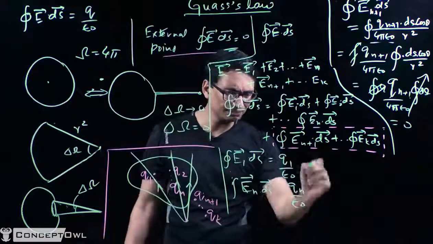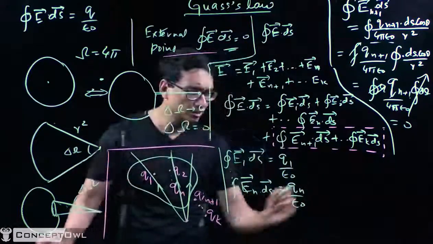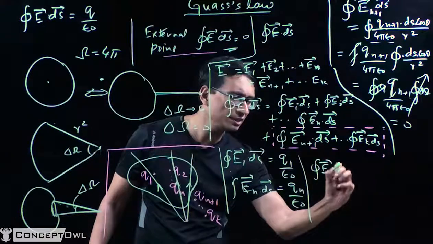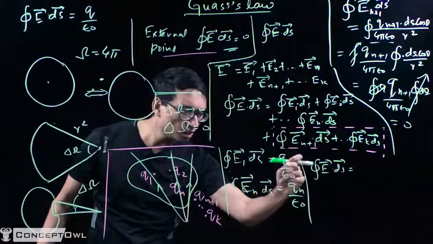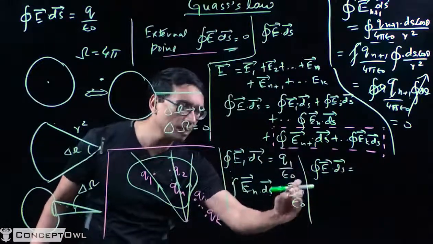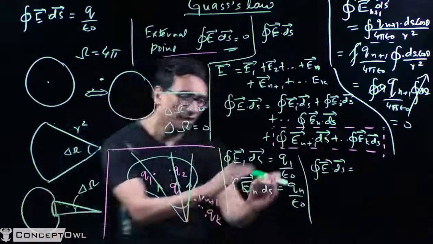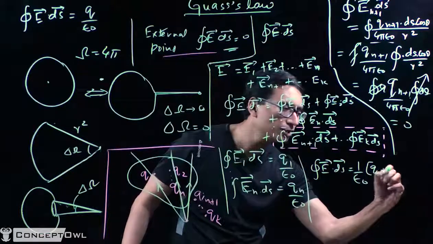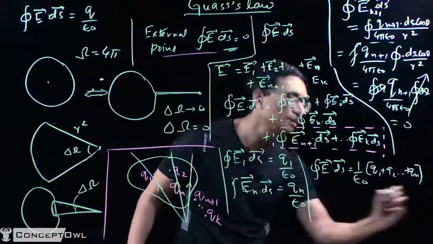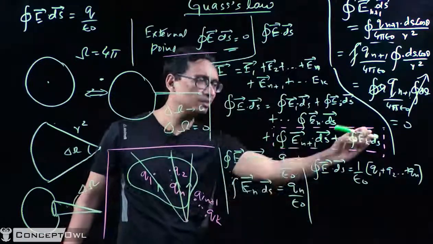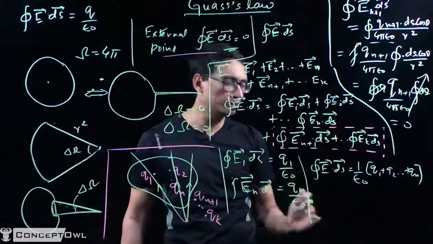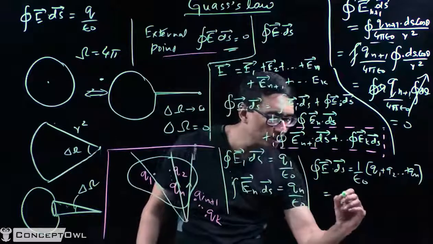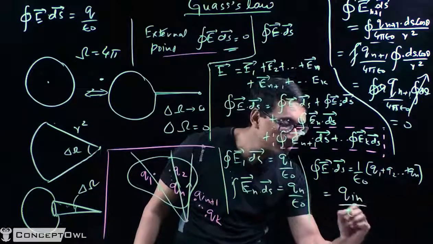So now I can write that this whole term, the integral of E dot ds, is equal to q1 upon epsilon naught plus q2 upon epsilon naught and so on up to qn upon epsilon naught. I can take 1 upon epsilon naught common, then write this as q1 plus q2 and so on up to qn. For Qn+1 and the charges beyond, we have shown that each of them is equal to 0, and so this is nothing but the charge inside. So this is going to be q inside upon epsilon naught.